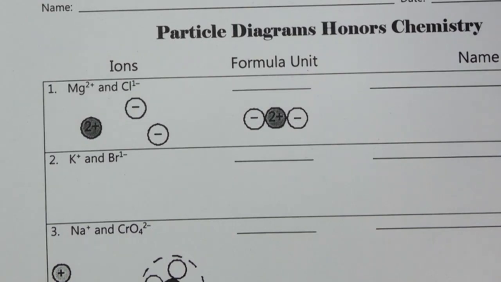A particle diagram is a pictorial representation of what a substance looks like if we were able to zoom in on it real close. And we're going to be using particle diagrams throughout this course. Now, when you get to your independent practice, your particle diagram may look a little different than mine, and that is okay. Why is that?